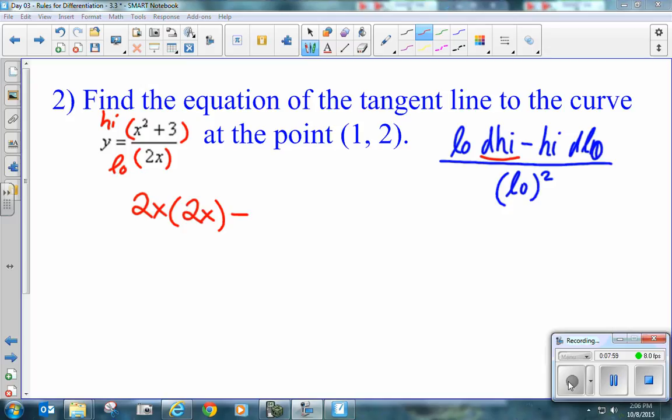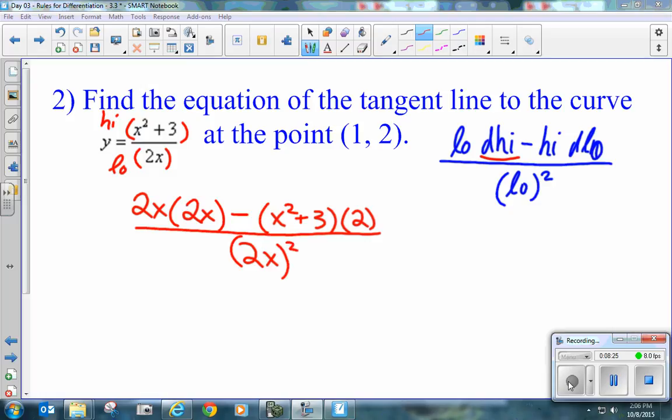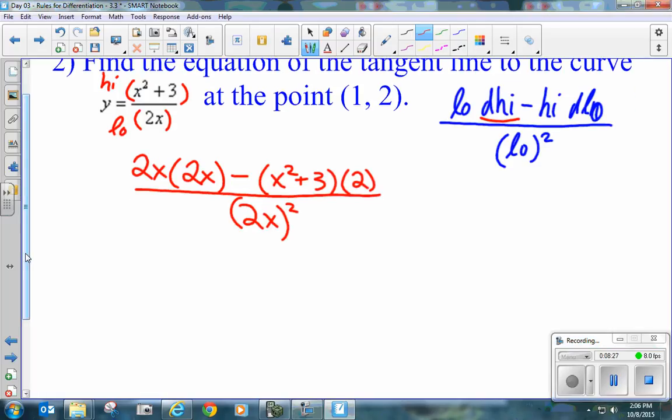All right? So, subtract high, which is x squared plus 3, because that's my high value, and the derivative of the low. What's the derivative of 2x? Not 0, because it's not just a 2. It's 2. All over the bottom squared. So what's 2x squared? That would end up being 4x squared. Now we'll clean that up right now and put that.